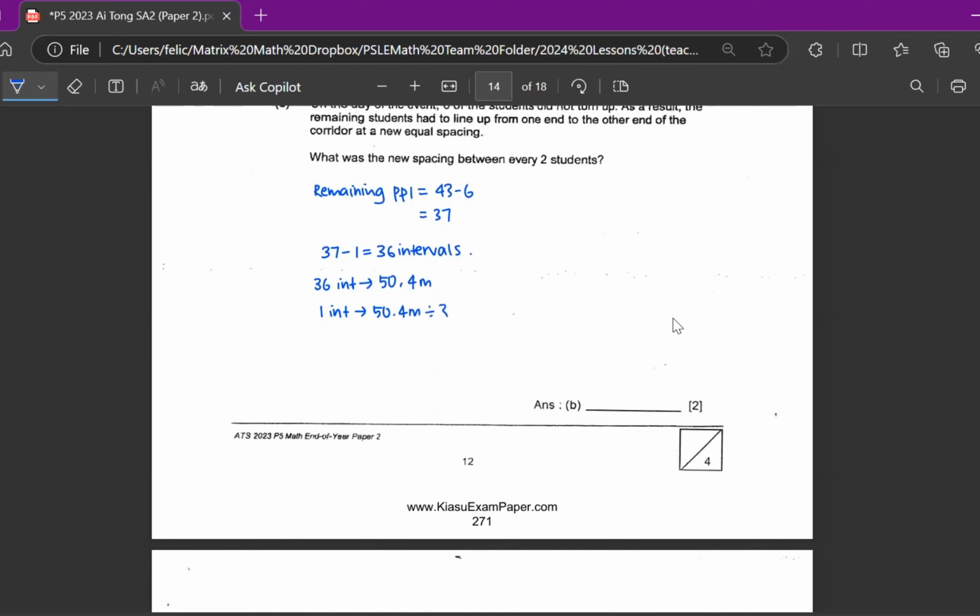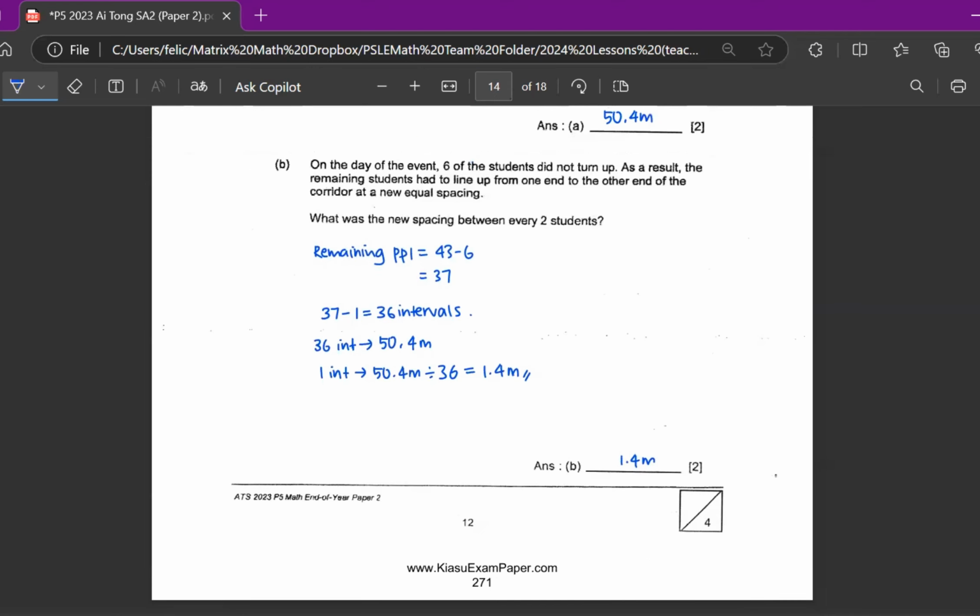So this is where you do the division. So the new gap is a spacing of 1.4 meters. So that's your answer. That's the new spacing between every 2 students.